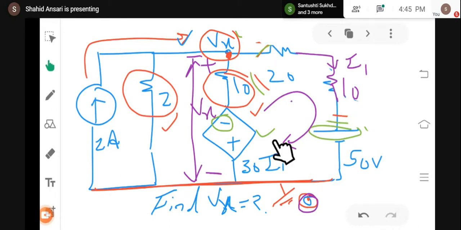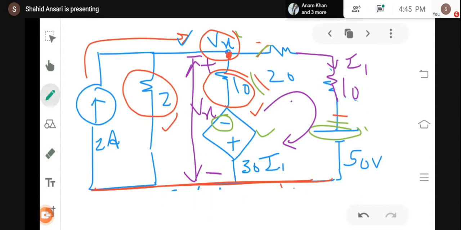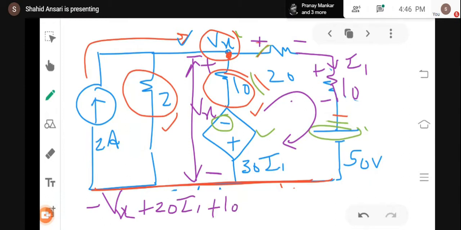So if I am going to apply KVL in this particular loop, how can I write it? Minus of Vx. Then first of all, you will have to mark the polarity. How can I mark the polarity of this impedance? For impedance, current should enter from positive or negative? For a passive element, current should enter from positive. So now minus Vx plus 20 I1, then plus 10 I1 and plus 50 equal to 0.